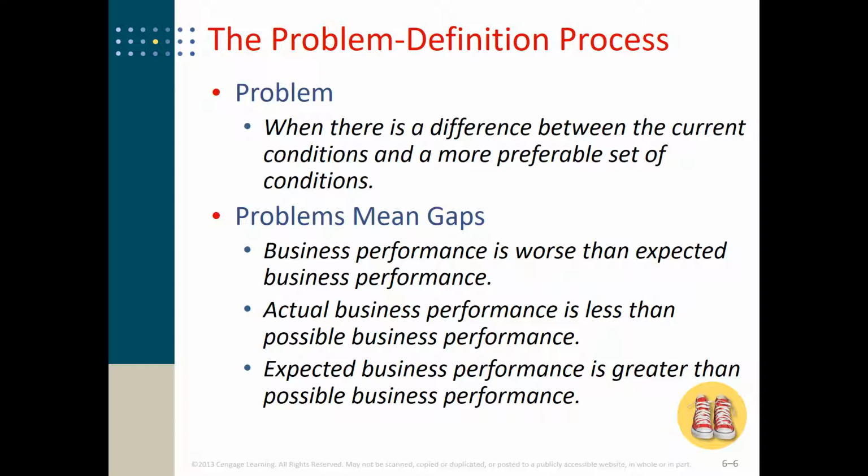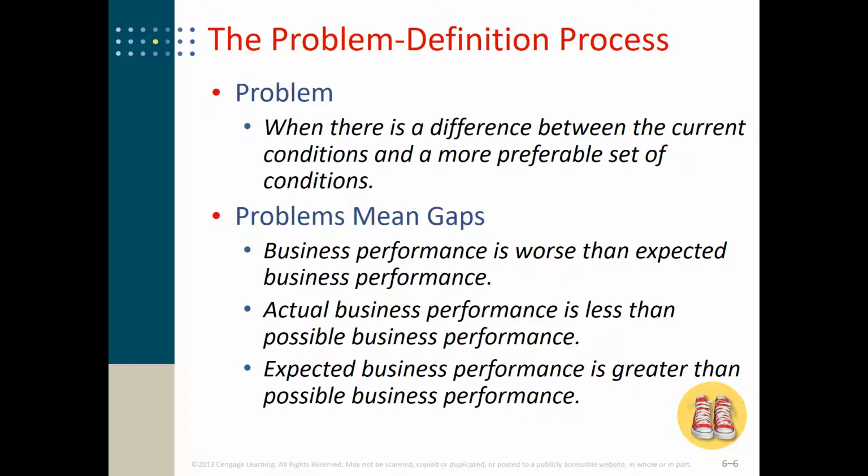For example, you estimated sales, you estimated profit, you estimated your revenue. However, your actual sales, actual profit, or actual revenue is less than what you expected. There is a gap, so there is a problem. Actual business performance is less than possible business performance.